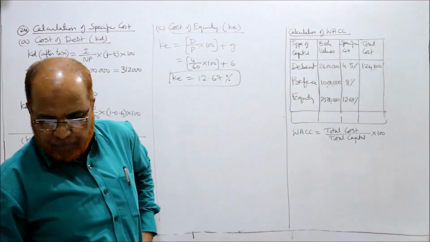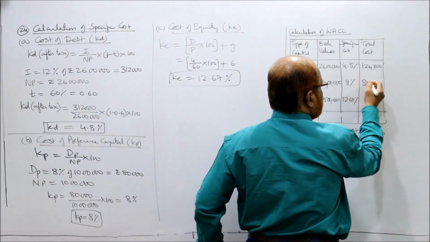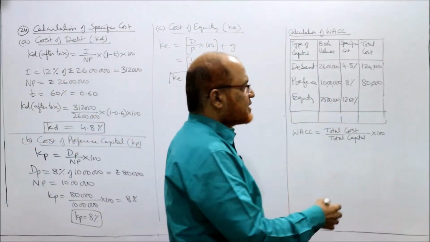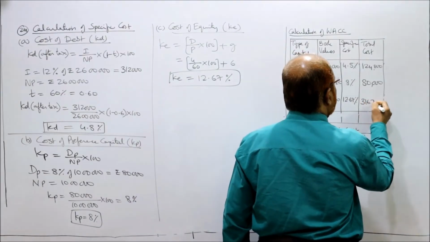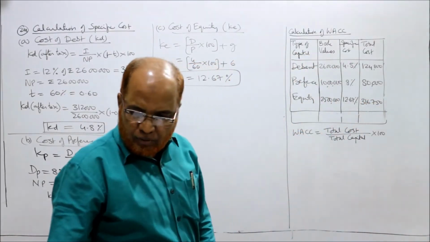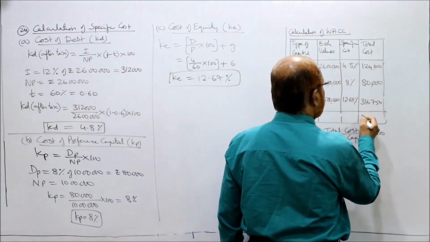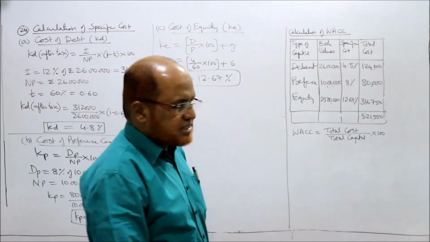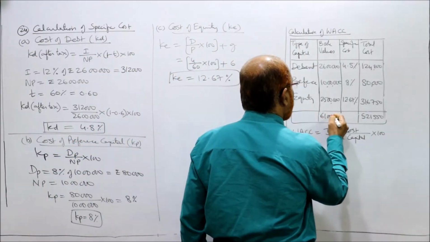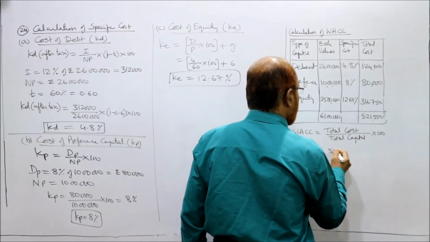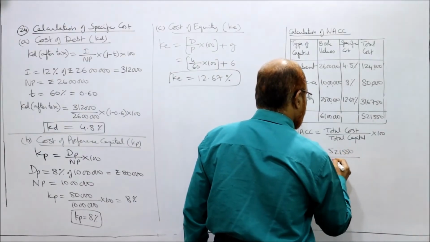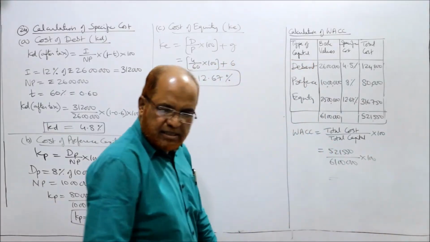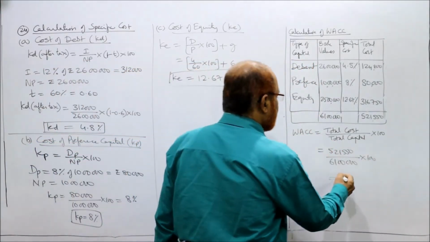Then 10 lakh into 8%, 80,000. Last one, 25 lakh into 12.67%, 316,750. Now if you add up, you will get 521,550. The total of the capital is 61 lakh. So WACC we got 8.55%.